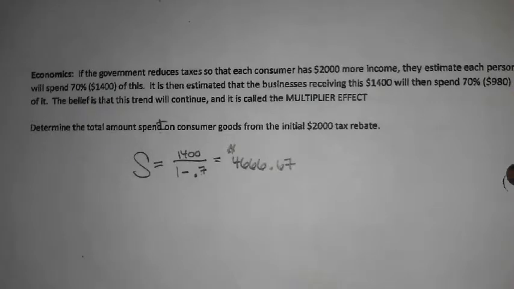And that's just one person, right? So take that 2,000 given to everybody and now flush it through the economy, $4,666 per person, and you've stimulated the economy. Does this make sense?